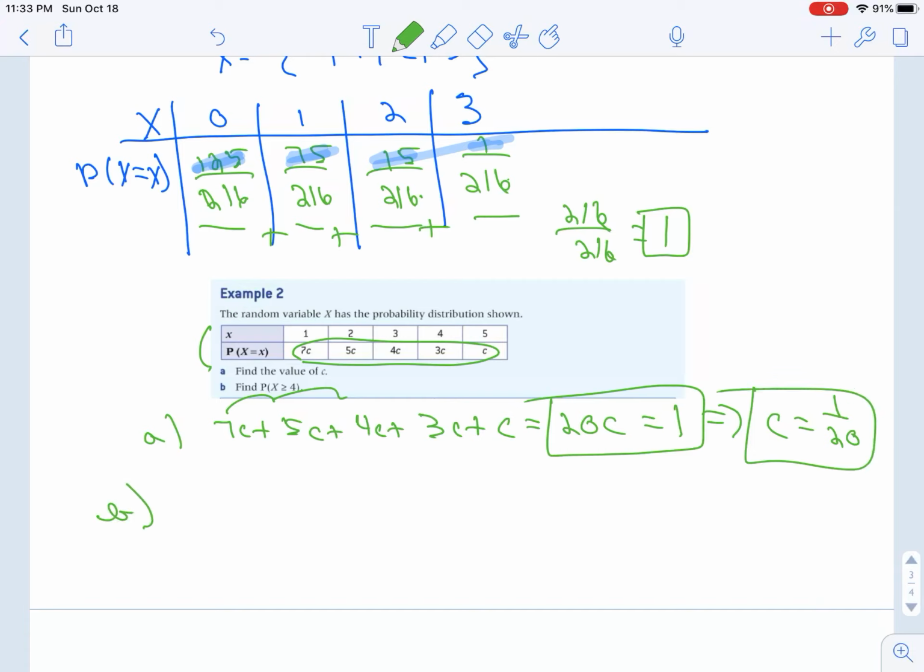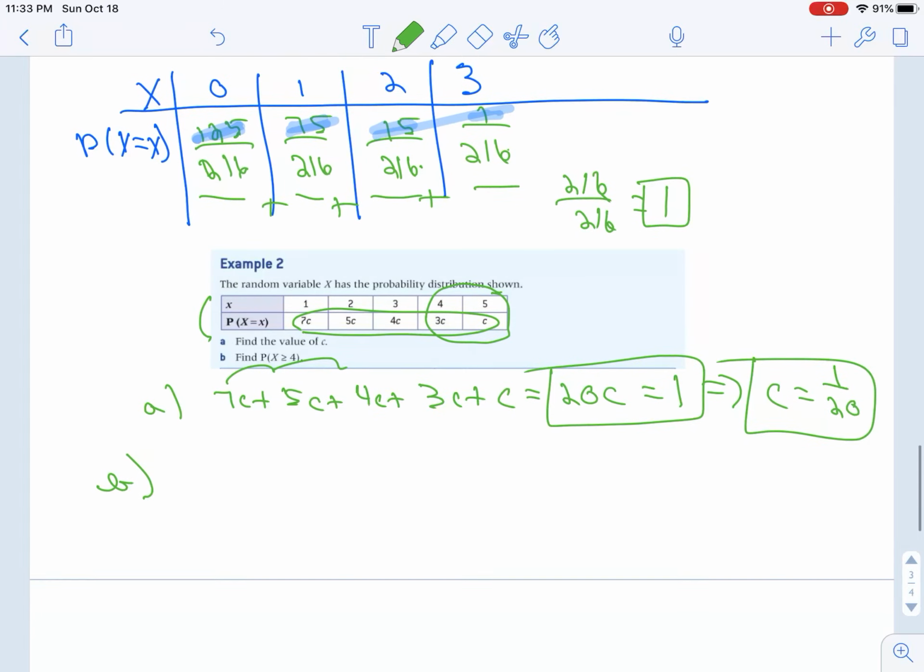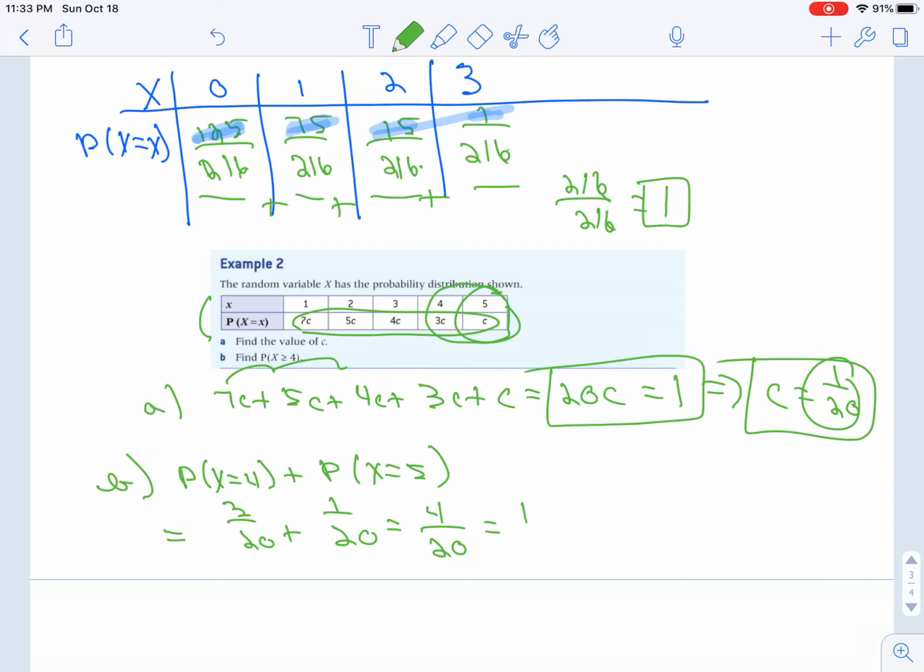In part B, it says find the probability that x is greater than or equal to 4. Well, that would be these two outcomes. So in other words, it's the probability that x is equal to 4 plus the probability that x is equal to 5. And the probability that x is equal to 4 is 3c. Well, c is 1/20, so we get 3/20. Plus the probability that x is equal to 5 is just 1/20. So it looks like we end up with 4/20 or 1/5.